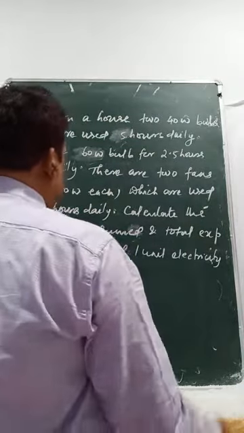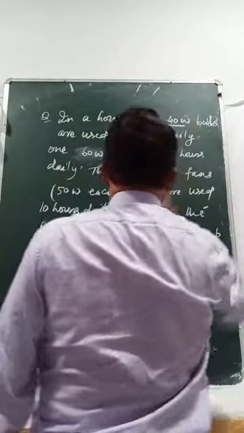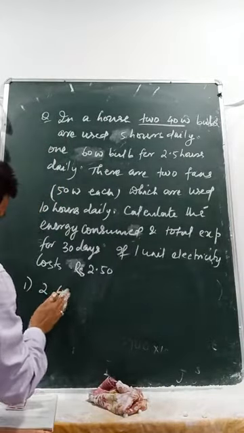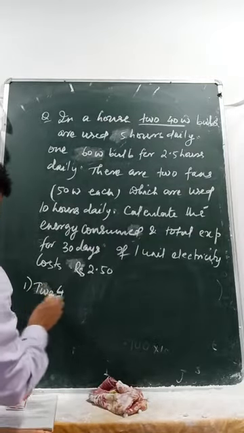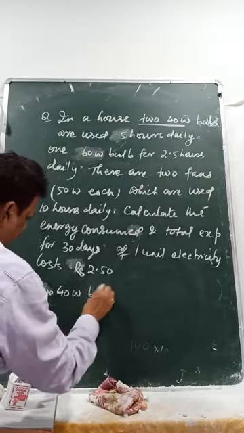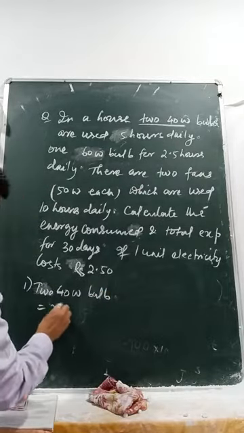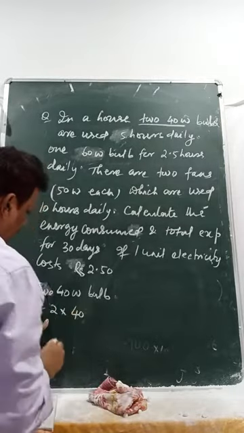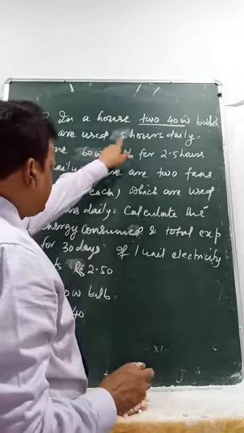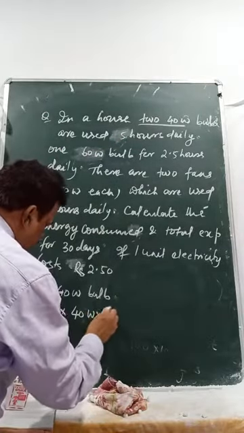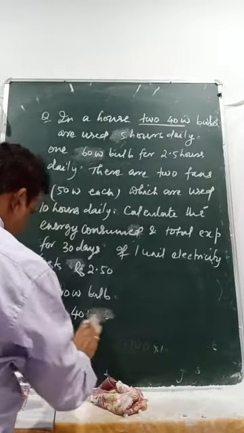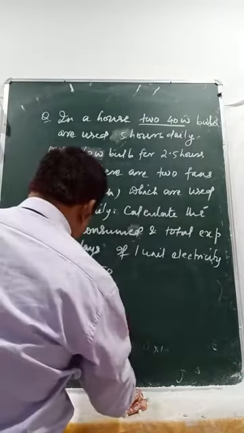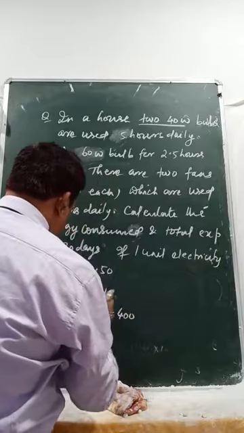How much energy are you consuming for the 240 watt bulb? First, 240 watt bulb means 2 into 40 watt. How many hours? 5 hours daily. So 2 into 40 into 5 hours. So that is 400 watt hour.